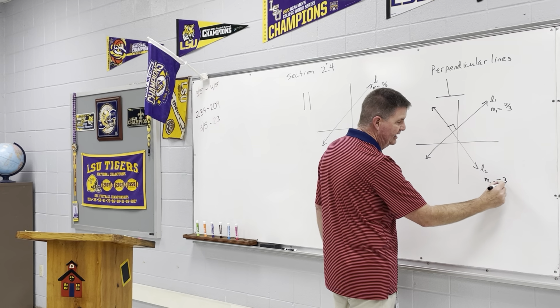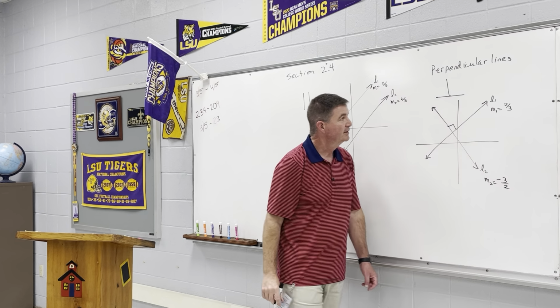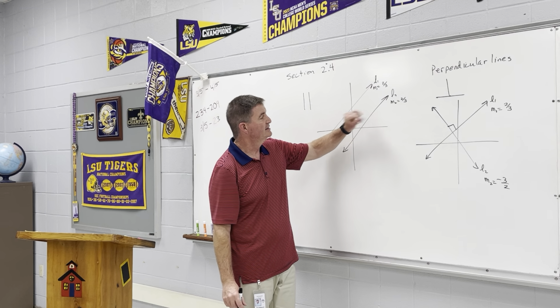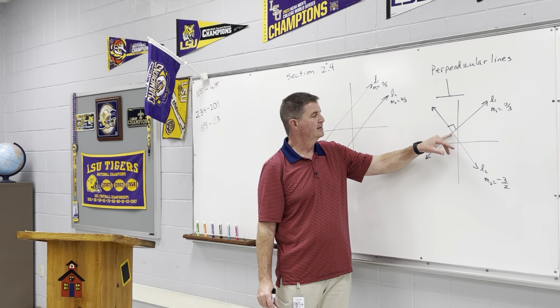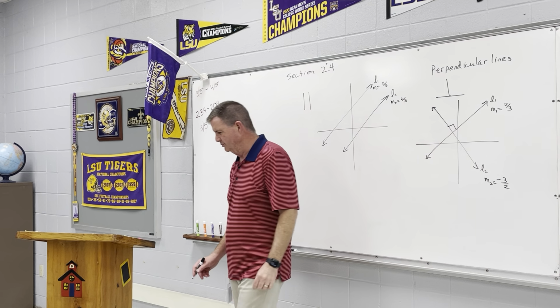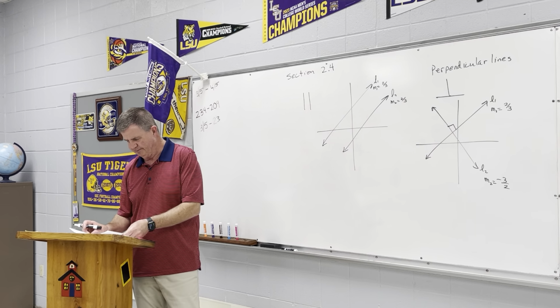Again, parallel lines, two lines that don't intersect, have the same slopes. Perpendicular lines intersect at 90-degree angles, and they have opposite reciprocal slopes.